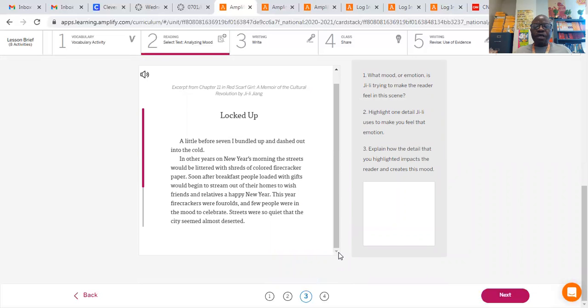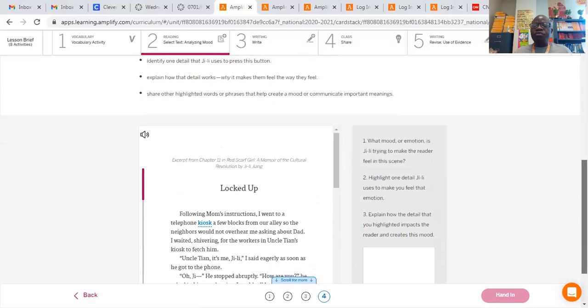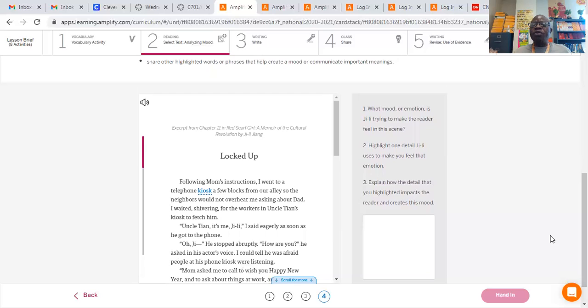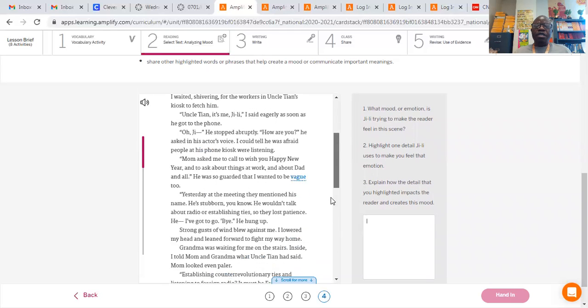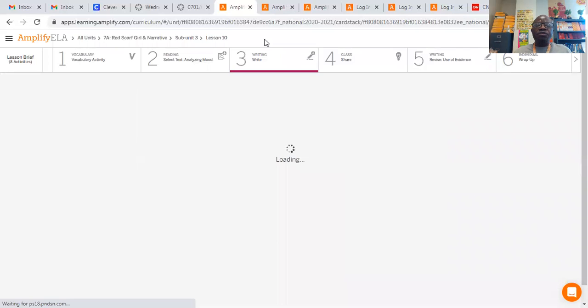So this is quite a long text. You read it and then you answer these questions that we've just discussed. So we have another question. What mood is she trying to make the readers feel? This is still the same thing. And then explain how the details that you highlighted impacted the reader and create this emotion. So this is what you do. You answer this question here and then you click hand in and I'll be able to see the assignment done. Okay, let's go to writing, the next point.